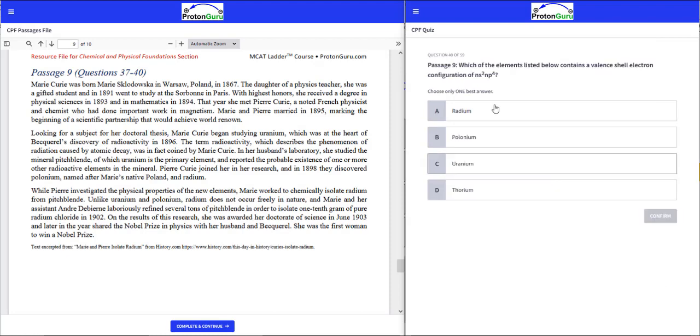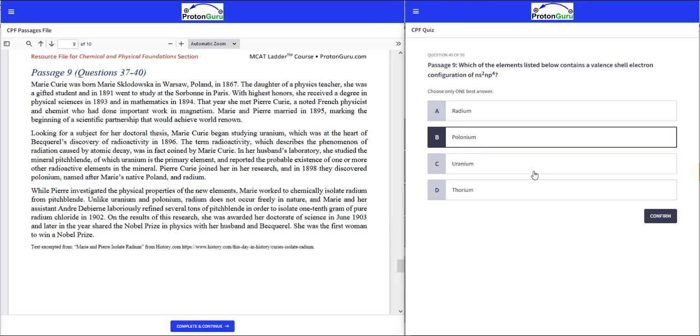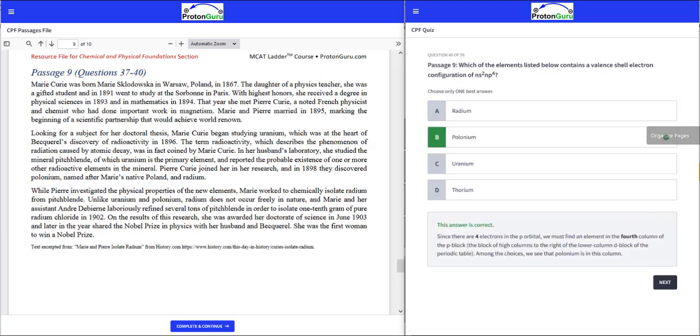And the last question for this passage, which of the following elements contains a valence shell electron configuration ns2, np4? So S and P electrons adding up to 6. So pulling up our periodic table again, if there are 2 S filled and 4 P filled, that's enough to get us 1, 2, 3, 4, 5, 6 spots over and be in this column. Oxygen, sulfur, selenium, tellurium, polonium. Polonium is one of the answer choices and would be correct in this case.